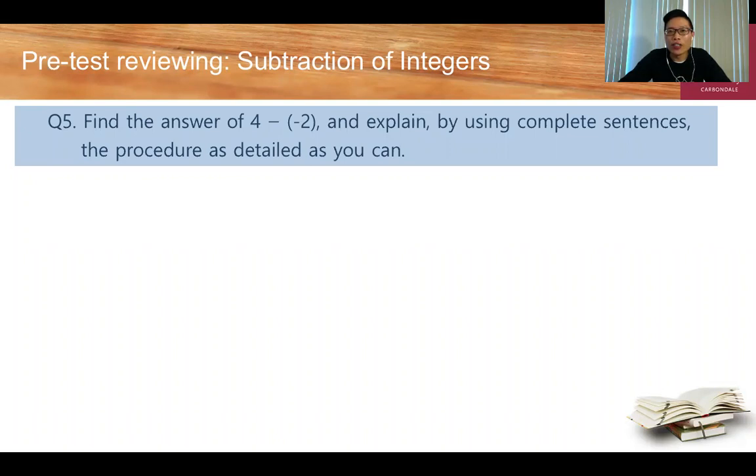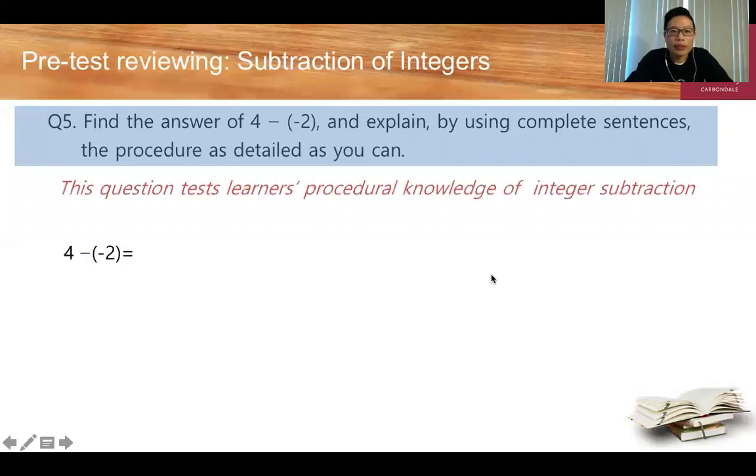So in this video, I will talk about question 5 to question 8 of the pretest, which are questions of integer subtraction, by using the three methods I mentioned in the first video: charge field model, number line model, and pattern model, okay? And this is question 5 of the pretest.